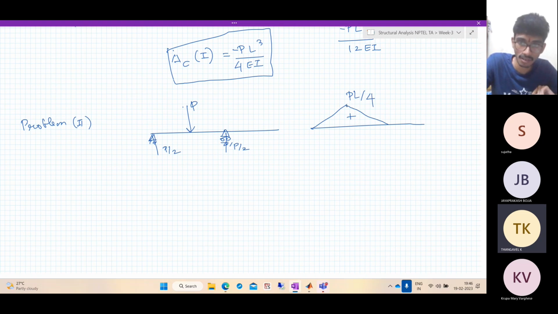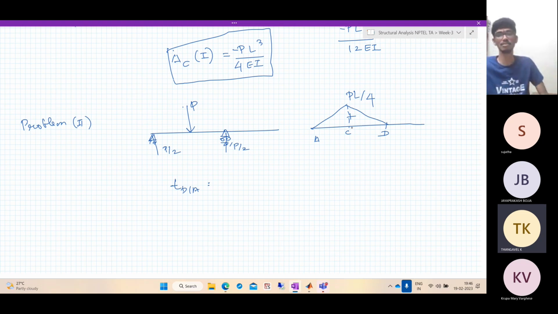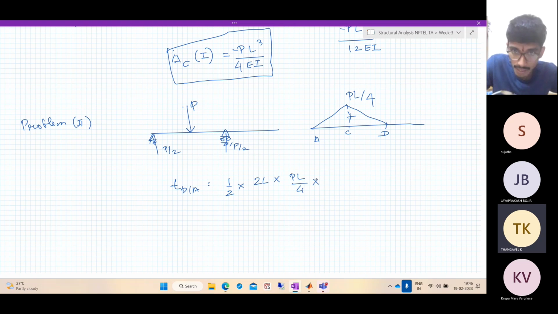So PL by 4. Now this is the point C, this is the point D, this is the point A. So what is tD with respect to A? Very simple. What is the total area? It is half into 2L into height PL by 4. Where does it act? It is a symmetric isosceles triangle, so it acts at C, exactly at the middle. So the distance is L.